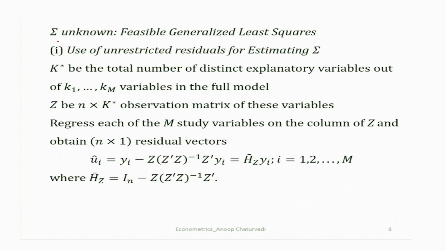Now, we consider the case when Sigma is unknown. So, we obtain the feasible generalized least squares estimator. Here we consider two different estimators for estimating Sigma. The first estimator is based on the unrestricted residuals. So, we make use of unrestricted residuals for estimating Sigma.